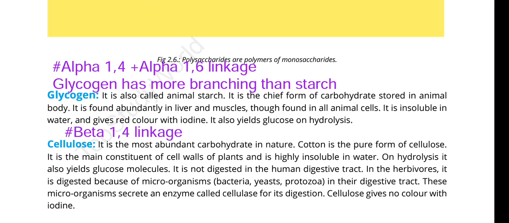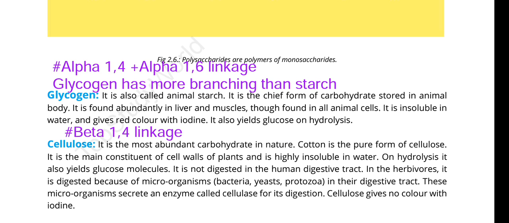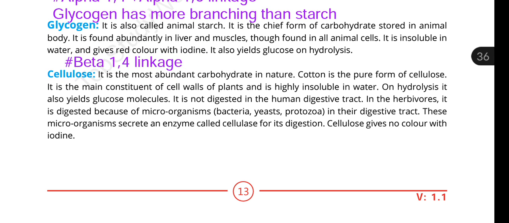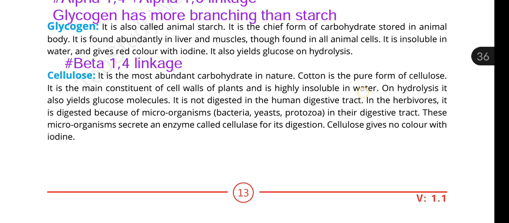Actually, it is the major carbohydrate present in the cell wall of every plant cell, and it is very important, and it does not react with iodine. Cellulose, let's start with the reading. It is the most abundant carbohydrate in nature. That is a very important MCQ. Most abundant carbohydrate is cellulose. Cotton is a pure form of cellulose. It is a main constituent of the cell wall of plants and highly insoluble in water.